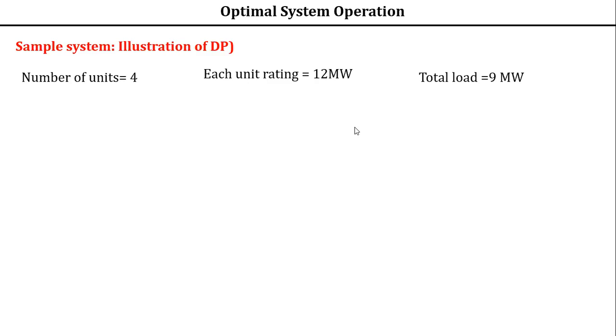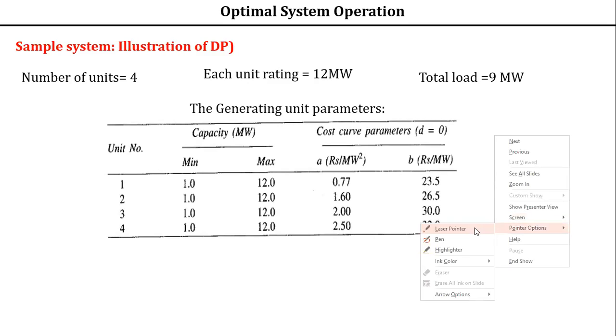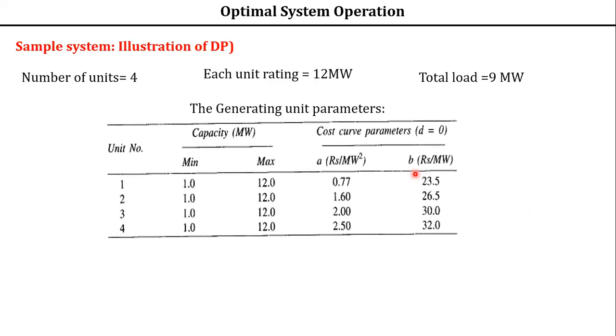Before that, some assumptions. This is the cost of units 1, 2, 3, 4. There are 4 units. Because some of them did not attend yesterday's class, I am briefing it for them. If I start in between, they may not be in a position to understand. So there are 4 units, 1, 2, 3, 4, and the minimum generation should be 1 megawatt, and the maximum is obviously 12 megawatt.